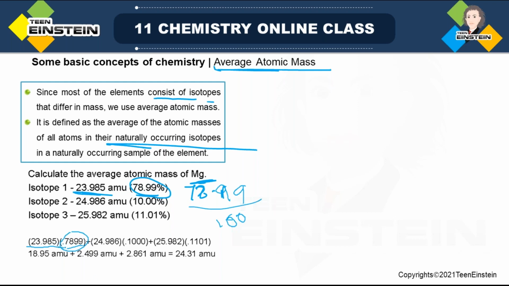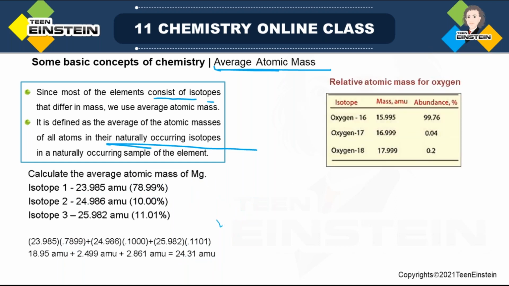So that value is written here. Similarly, if you divide 10 by 100, it will be 0.1. Then it is written like this. This is also divided by 100. But you can also do it together. That is up to you in which way you want to do your calculation. But finally, the average value that you are getting is 24.31 AMU. So this is for magnesium. Next we'll see oxygen.